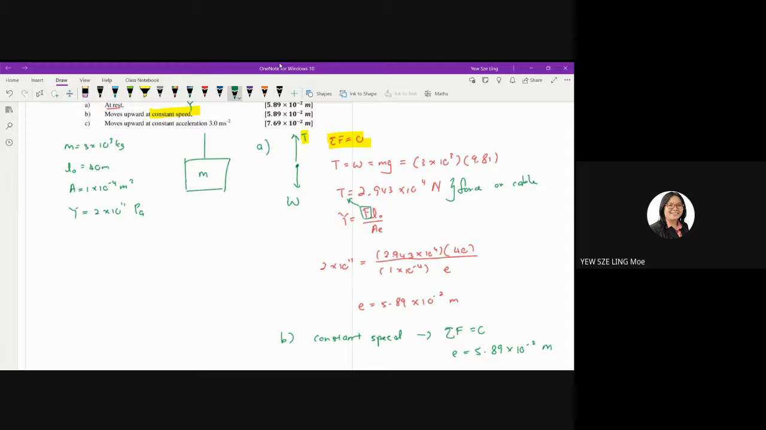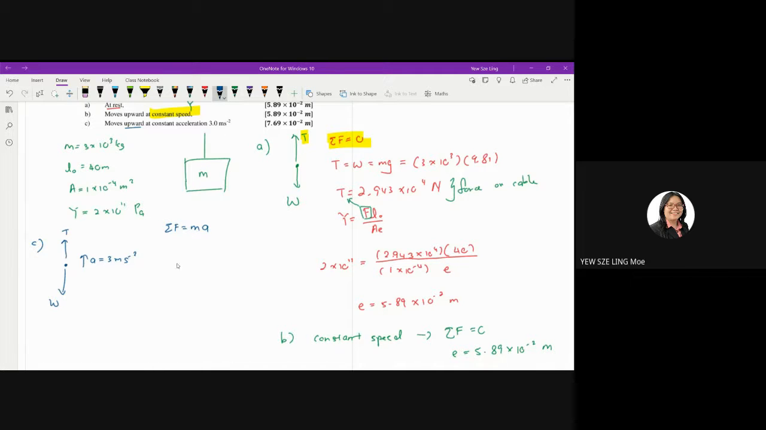Now the one that would make a difference is question C. In question C, I still have an object, the free body diagram, where the tension is going up and the weight is going down. But now your object is moving upwards with an acceleration a equals 3 m/s squared. Because your object is moving with an acceleration, we can no longer use Newton's first law.